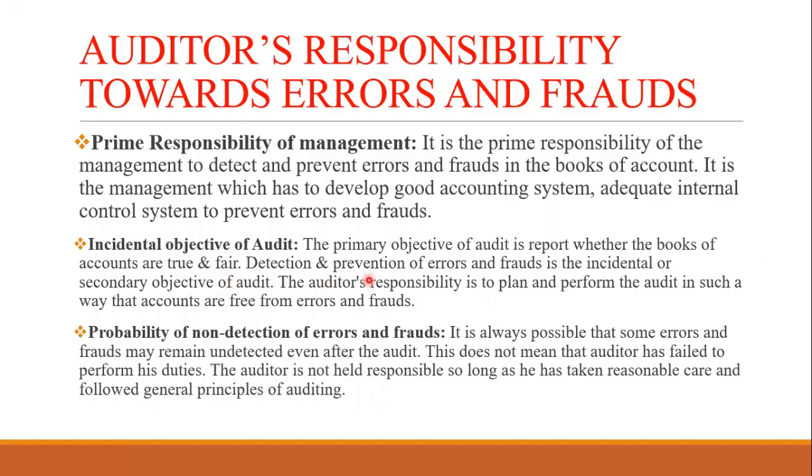Next, probability of non-detection of errors and fraud. Now, see, again, the auditor is a human. Humans have an error-making tendency. So it is always possible that some errors and fraud may remain undetected even after the audit. This does not mean that the auditor has failed to perform his duties. The auditor is not responsible so long as he has taken reasonable care and followed general principles of auditing. That is what I said. Auditors will never come into the picture if anything wrong happens. The auditor will directly say, whatever documents they provided me, I checked that and they were all perfect. Whatever errors and fraud were there in other documents that were not shown to me, I have nothing to do with that. So this is another responsibility of the auditor.